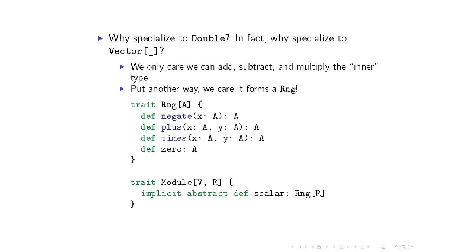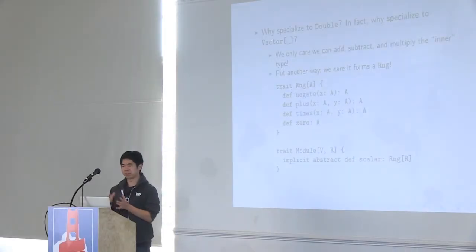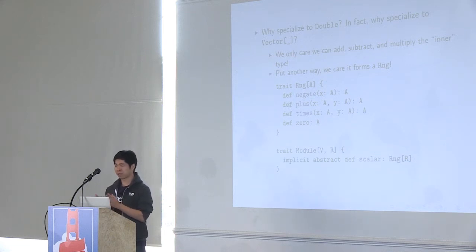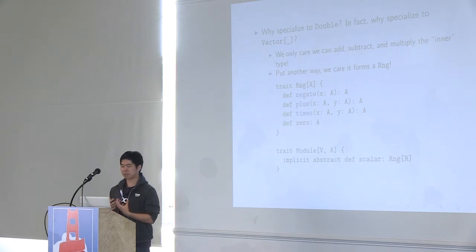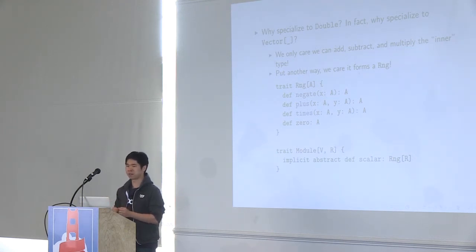So put another way, we require the scalar type, not that it's a double, but that it forms something called a ring. And here we have the definition for the ring type class. You can negate, which gives us the ability to subtract. We can plus, which is add, times for scalar multiplication. And now our module isn't fixed as a vector of double, but is parameterized over two types, v, which is the vector type, and r, which is the scalar type. And here, the implicit abstract def says we require our scalar type to form a ring. And now, given a module, we know how to add two modules together, subtract two modules together, and perform scalar multiplication.